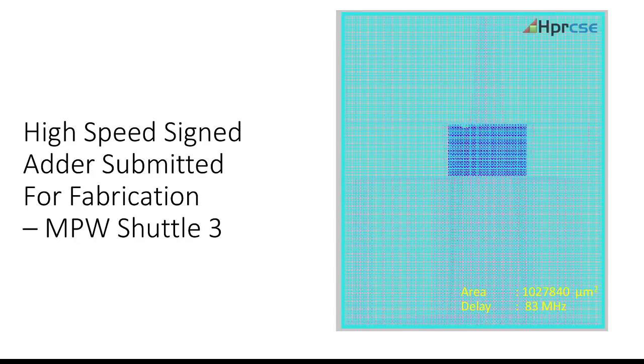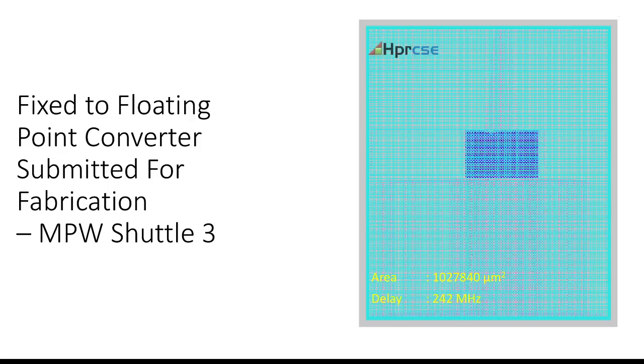High-speed signed magnitude adder with CARAVEL Society in 130 nanometer Skywater PDK. Area 10,247,840 micrometer square. Delay 83 MHz. Fixed to single precision floating point converter with CARAVEL Society in 130 nanometer Skywater PDK. Area 10,247,840 micrometer square. Delay 242 MHz.